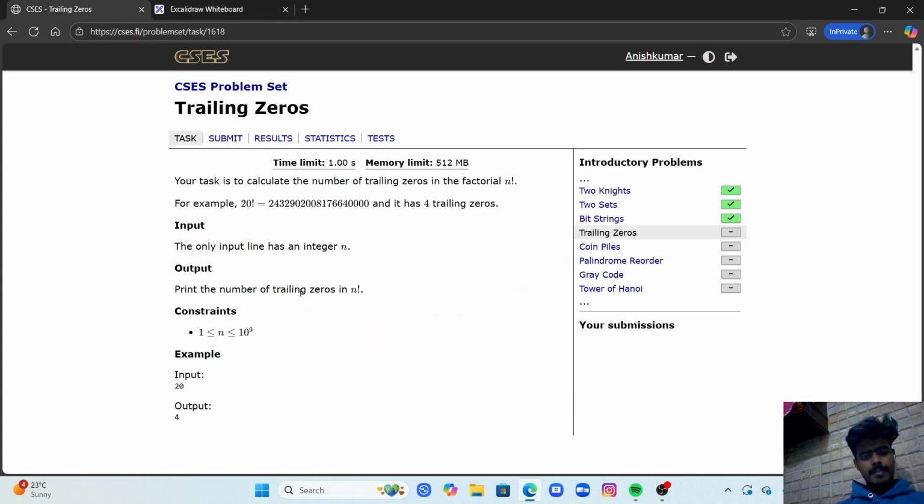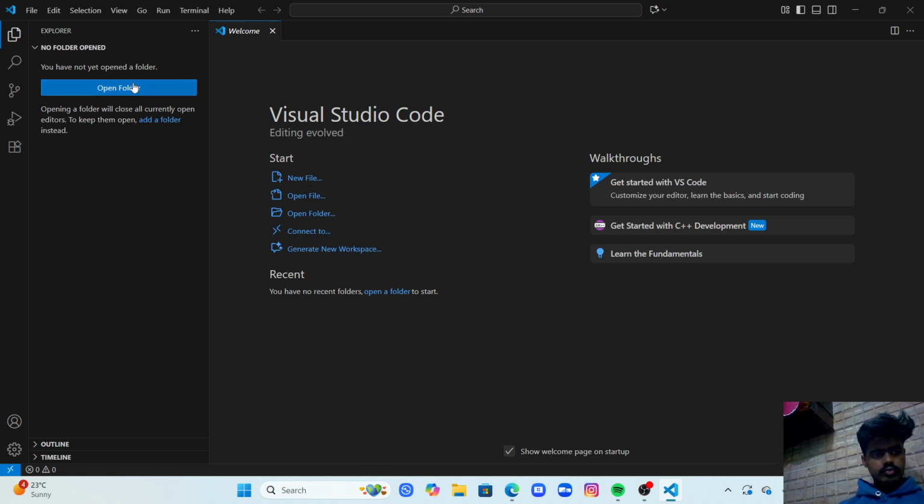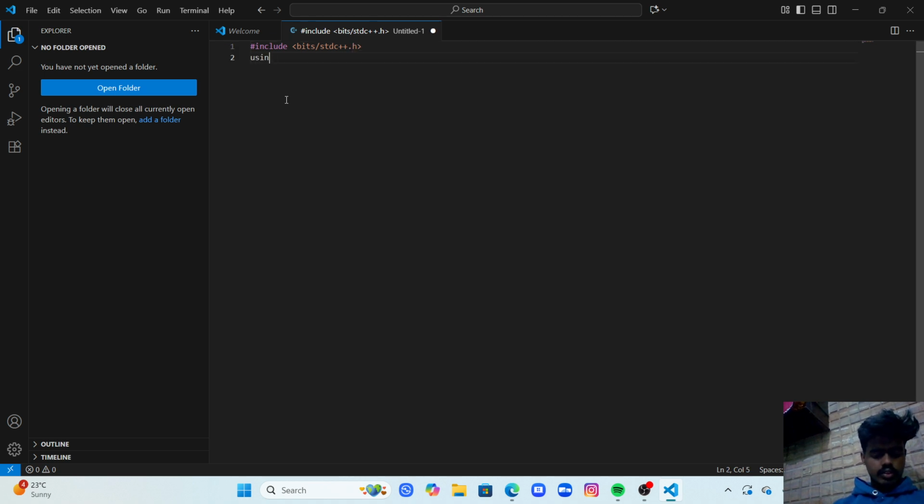So let's do the code also, guys, right? Open the VS Code, we will compile it too. Include bits/stdc++.h, using namespace std, right? int main, long long n, long long current is equal to 5, and answer is equal to 0.